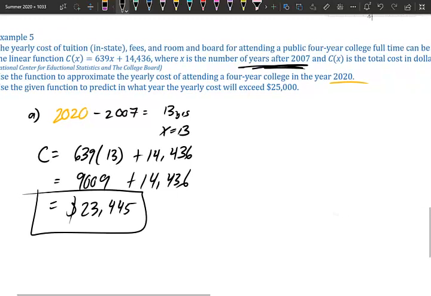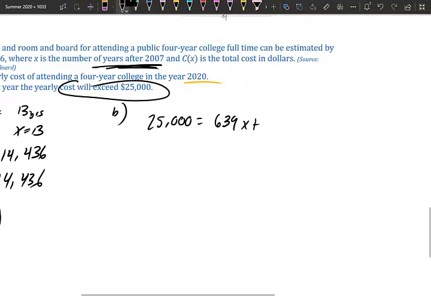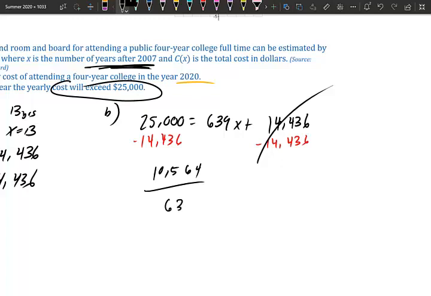So the average yearly cost of a 4-year is $23,445. So for B, use the function to predict in what year the yearly cost will exceed $25,000. So we're given the cost is $25,000, and we want to find the year that represents x. So we need to solve for x because it wants the year. So I'm going to subtract 14,436. And when we do, we're left with 10,564 divided by 6. Oh, my bad. We're going to do that after. Equals 639x. Divide by 639.